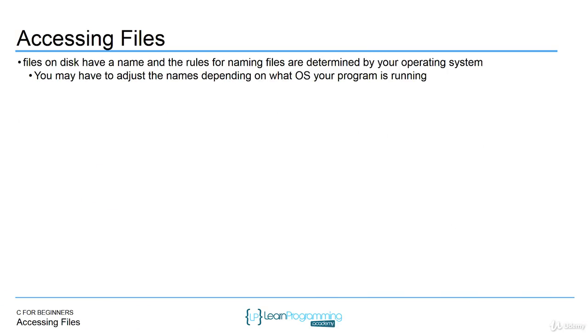Files on disk have a name, and the rules for naming files are determined by your operating system. You may have to adjust the names depending on what OS your program is running on. If your program is running on Windows versus Linux, the directory structure is different as well. So if you use forward slashes or backward slashes, you have to adjust this in your program. But for the most part, the naming rules are relatively the same, though there is a chance you'd have to adjust it.